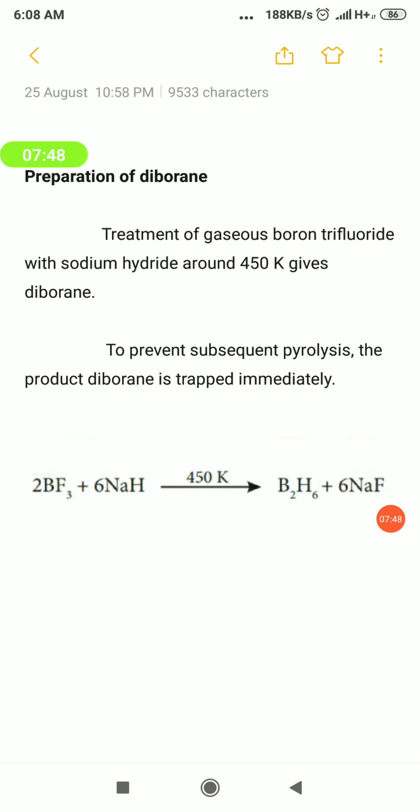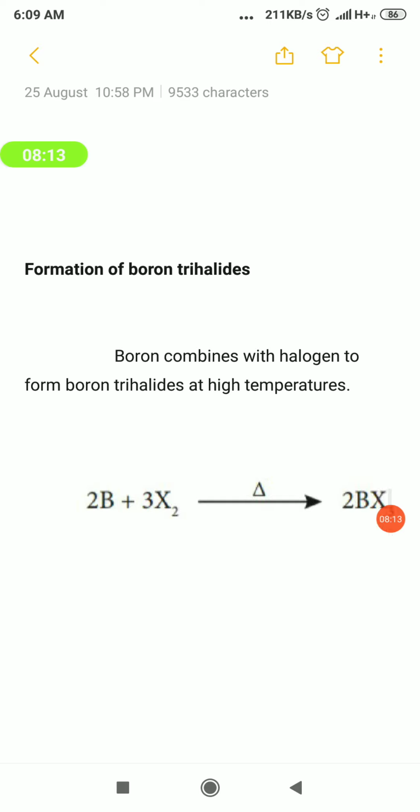The equation is given here: BF3 plus NaH. BF3 is boron trifluoride, and NaH means sodium hydride. At around a temperature of 450 Kelvin, it can form diborane, B2H6, along with the formation of sodium fluoride, NaF. So this is the preparation of diborane. BF3 when reacting with sodium hydride around 450 Kelvin gives diborane and sodium fluoride.